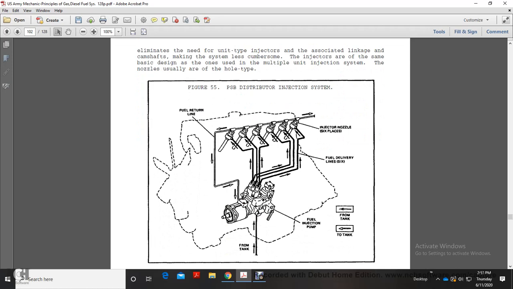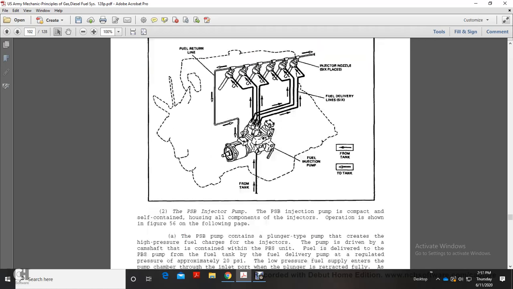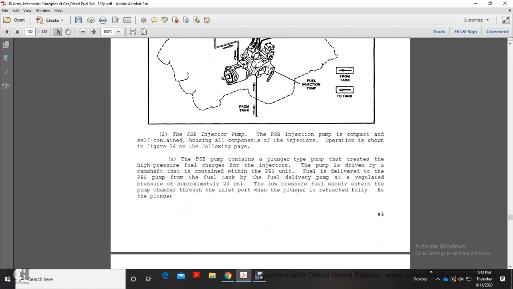PSB distribution systems use a fuel return line, injectors with nozzles for 6 cylinders, and fuel delivery lines for the 6 cylinders, and fuel from the tank to the fuel injection pump. The PSB injection pump is a compact, self-contained housing. All components of the injector operation are shown in figure 56 on the following page.